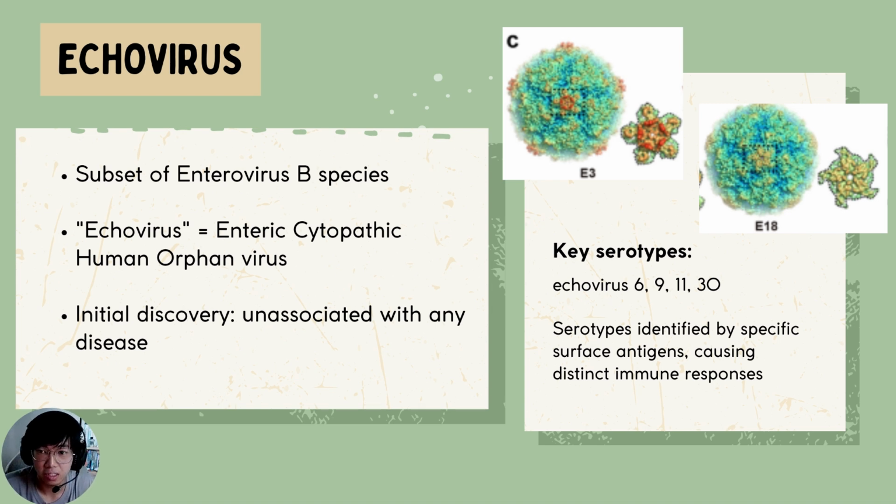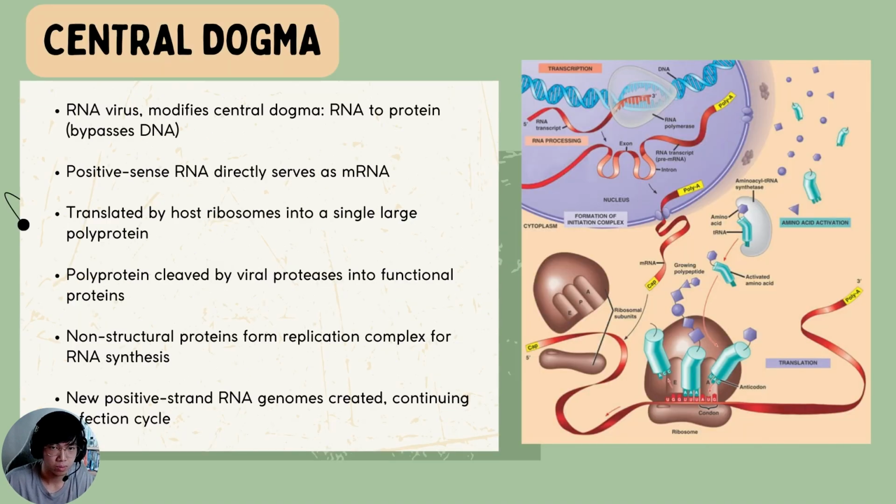Echoviruses are a significant subset of the enterovirus B species. The term echovirus stands for enteric cytopathic human orphan virus, reflecting their initial discovery as orphan viruses, unassociated with any known disease. Among the echoviruses, serotypes like echovirus 6, 9, 11, and 30 are well known, each identified by specific antigens on their surface that trigger distinct immune responses in the host.